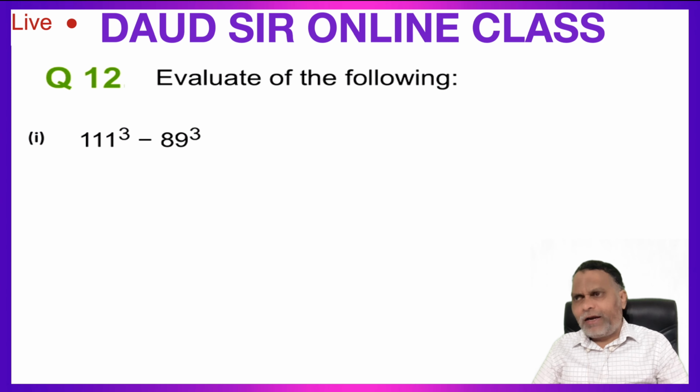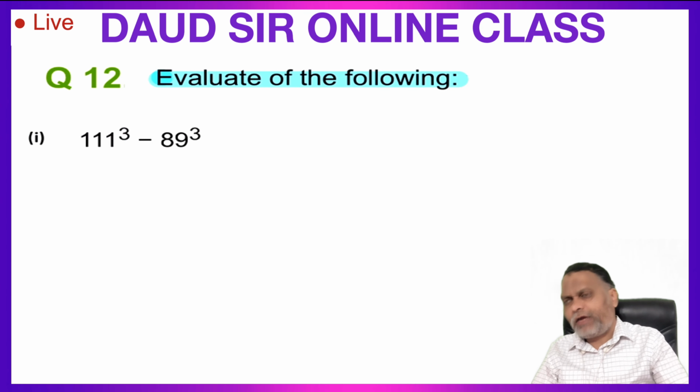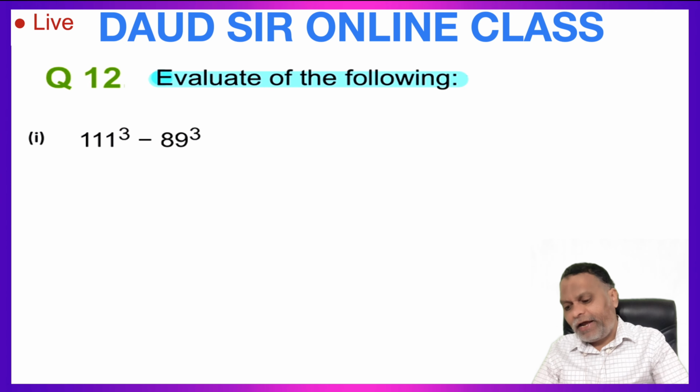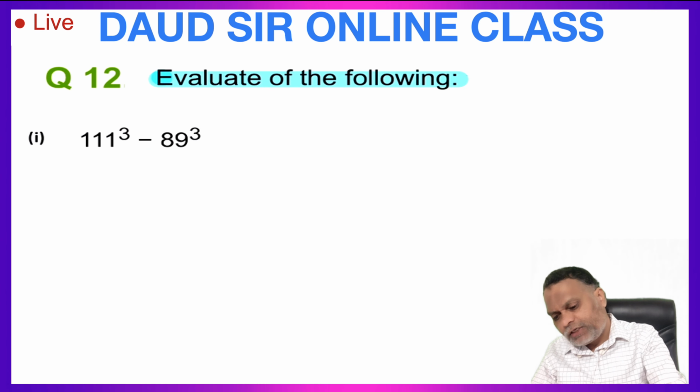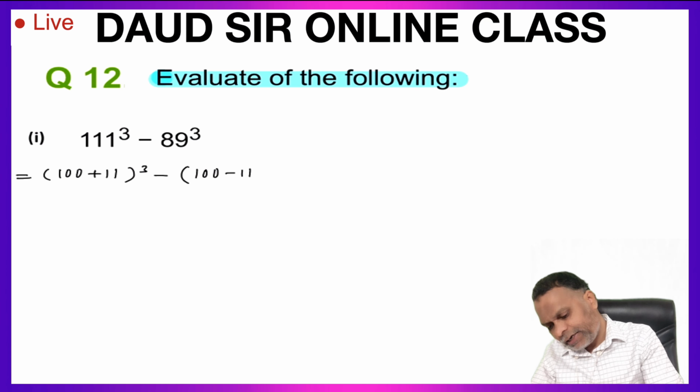Question number 12. Evaluate the following. Again we have to find the values of the given expression, 111 cube minus 89 cube. So this we can write as 111 is 100 plus 11 whole cube minus, this 89 can be written as 100 minus 11, 100 minus 11 is equal to 89.